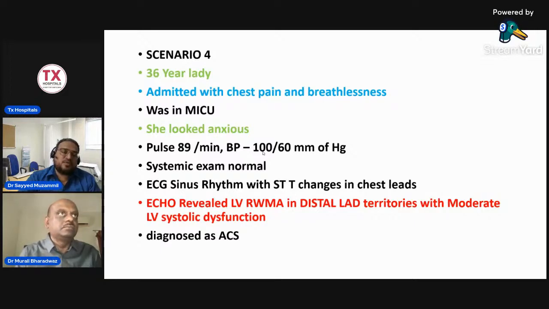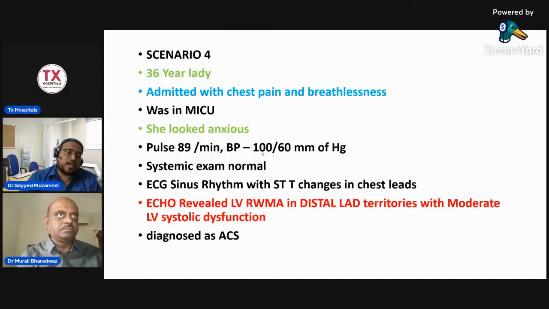When I went to the ICU, I saw that the young lady was there and she was anxious. Her pulse was 89 beats per minute. Blood pressure was 100/60. Systemic examination was otherwise normal. Her ECG revealed sinus rhythm with STT changes in the chest leads. When I did echo, I found that she was having left ventricular regional wall motion abnormality in the distal LAD territory with moderate LV systolic dysfunction. So as I had evidence of ECG changes in the chest leads and echo confirming RWMA in the LAD territory, I made a diagnosis of acute coronary syndrome.